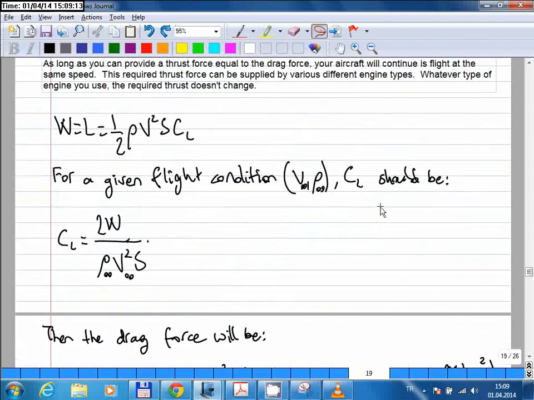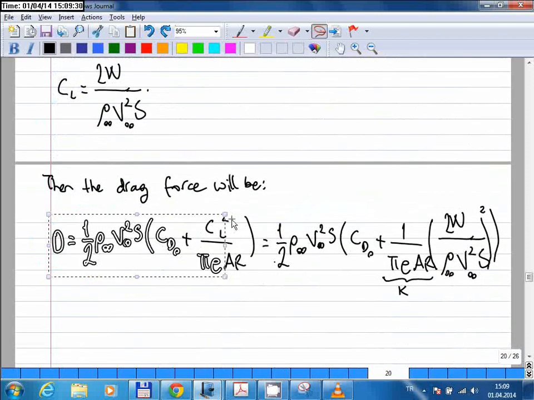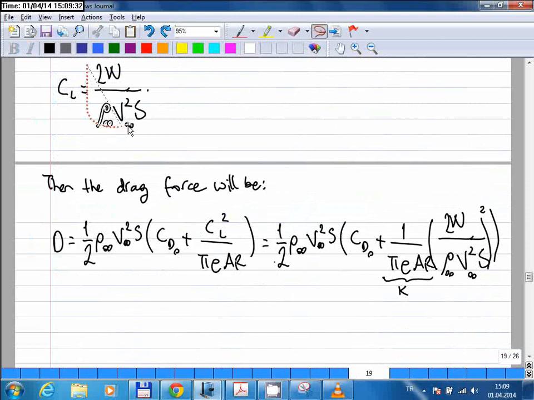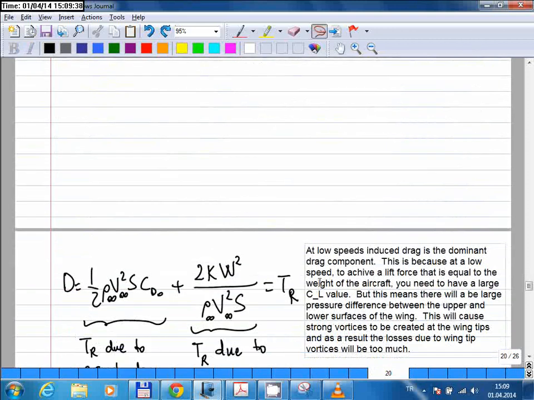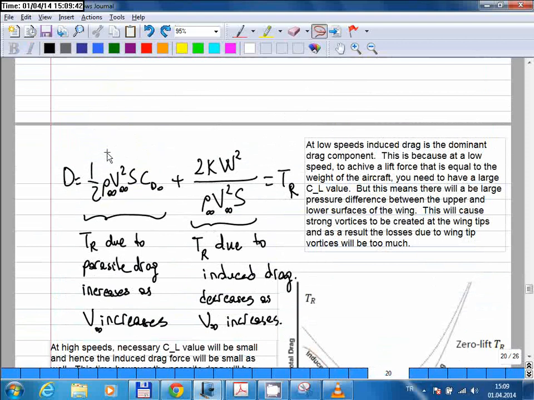So let's again take a look at these equations. I'm just going to repeat the same things I did before. This is the weight is equal to lift equation. From here, I obtain this expression for the lift coefficient. And then I go to the drag force equation, and instead of the lift coefficient here, I insert this thing within parentheses. And from here, this is what we get.